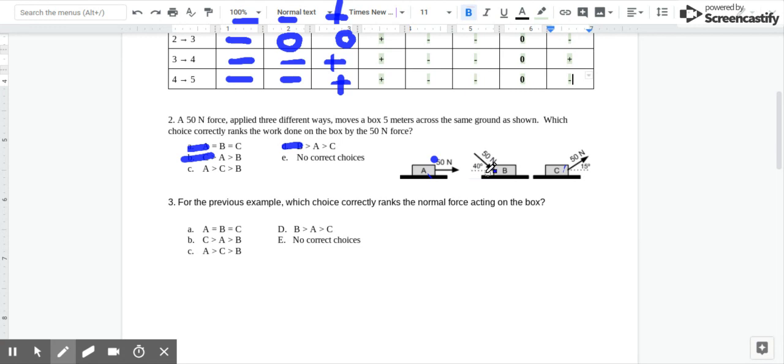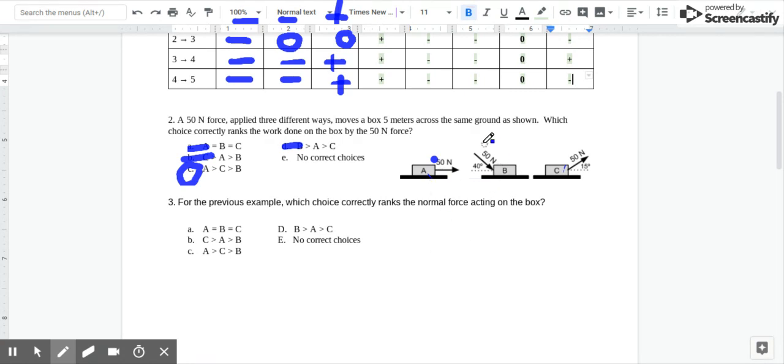And this would be 50 cosine 40 right here. Hopefully you can figure out that when it's a steeper angle, there's more force going down than there is when it's a less steep angle. So that means less force going this way. So basically it goes A, C, B, which is answer part C. So it's that one.